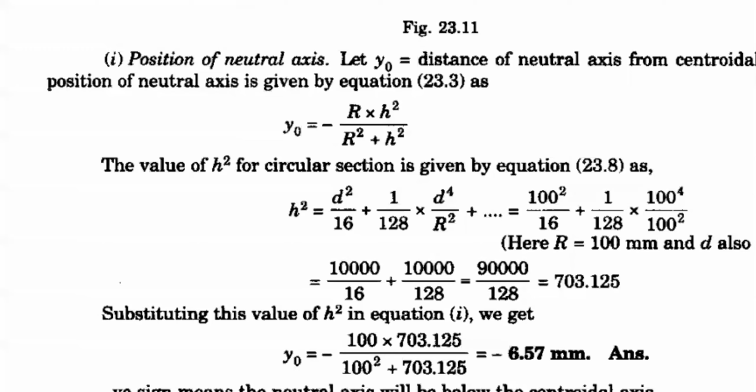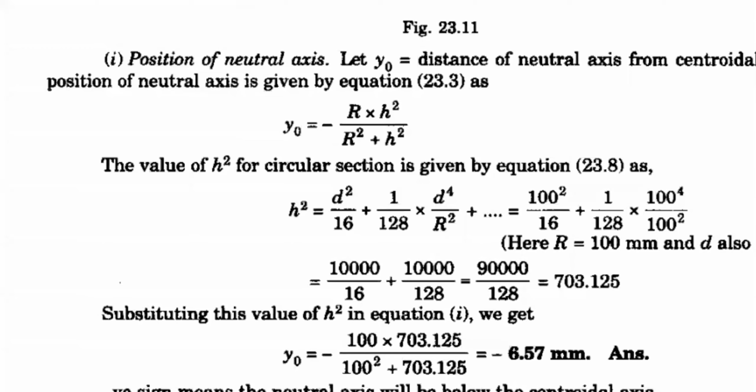So the y naught value is minus of r into h square by r square plus h square, right? Okay, fine. The same formula is already applied in the case of a rectangle section also. Please verify it. We already applied it in the rectangle section also.